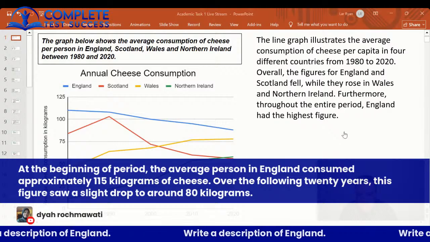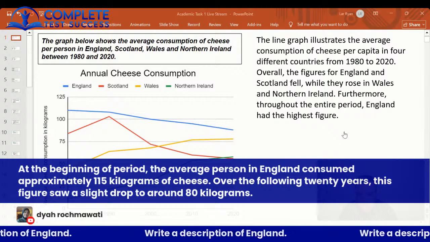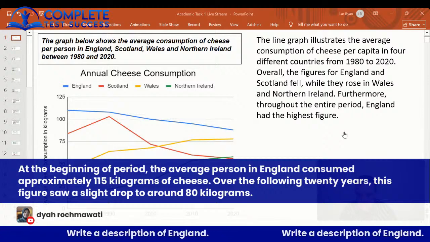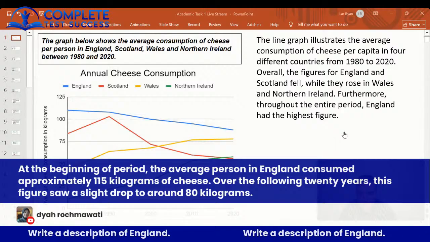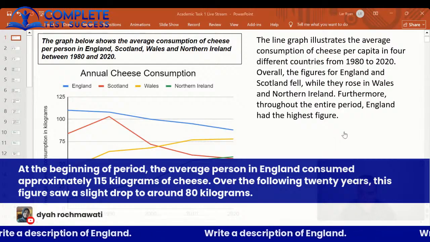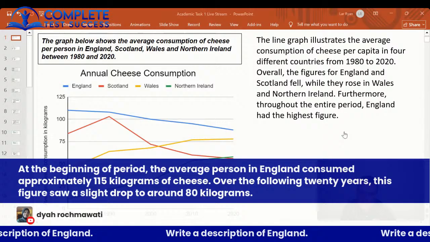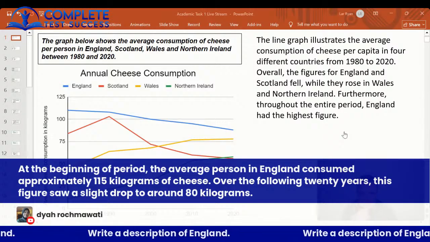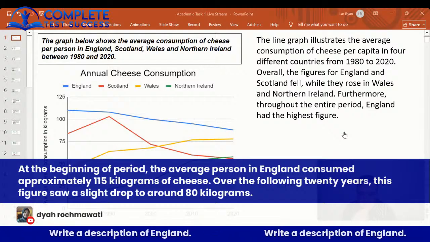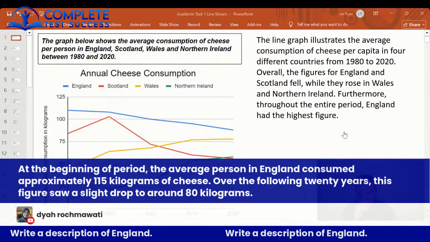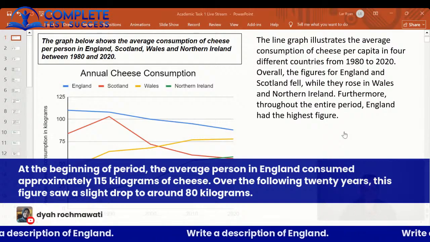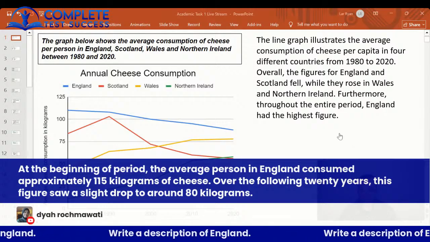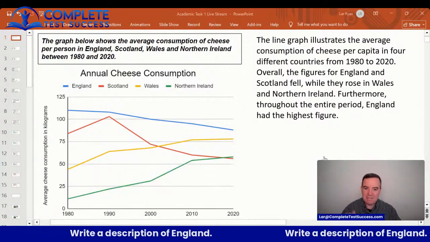At the beginning of the period, the average person in England consumed approximately 115 kilograms of cheese. Over the following 20 years, this figure saw a slight drop to around 80. I don't know if that's slight. Is that slight? I feel like slight would be smaller than 25 kg. No, it's a big proportion to call slight, so I would change that. And also we could be a bit more descriptive and say it was quite steady.